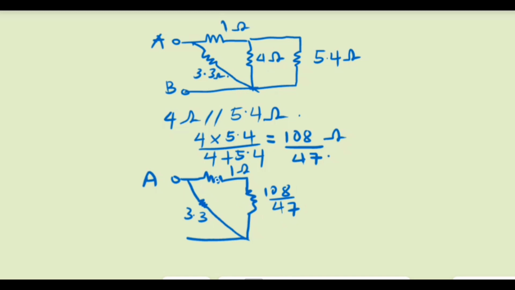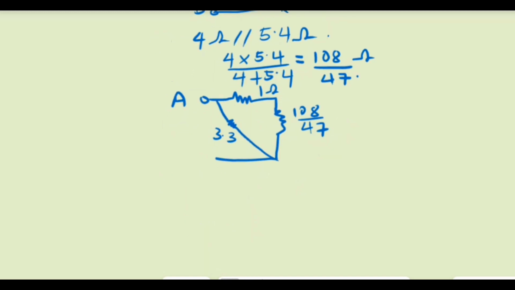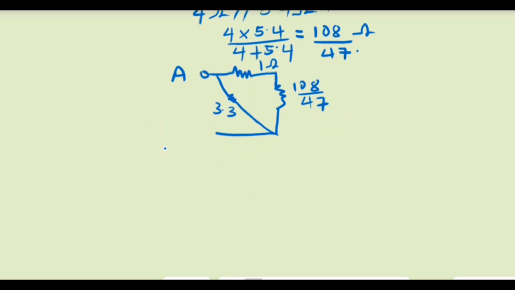You realize that this and this are in series now, right? So you can clearly see that 1 and this one are in series. For that reason, we simply add them, then we continue to redraw the circuit. So you have 1 plus 108 over 47. And what are we getting for this? That is 155 over 47.